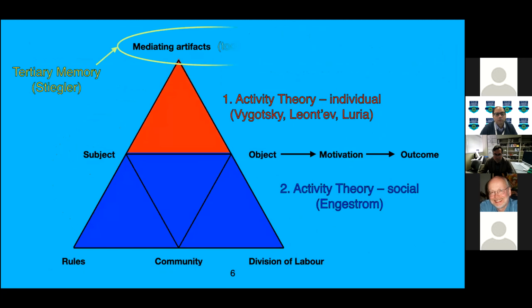Tertiary memory is similar to mediating artifacts in sociocultural theory. Stiegler sometimes refers to Vygotsky's and Engeström's activity theory. Tertiary memory or techniques, such as writing or architecture, are prosthetics that guide us and remind us what to do.